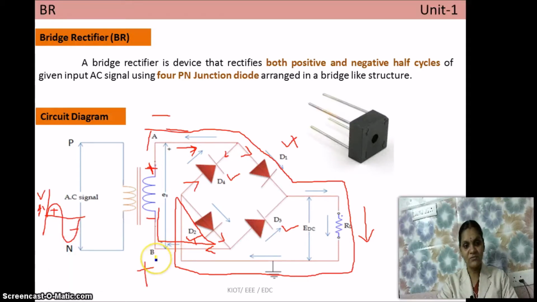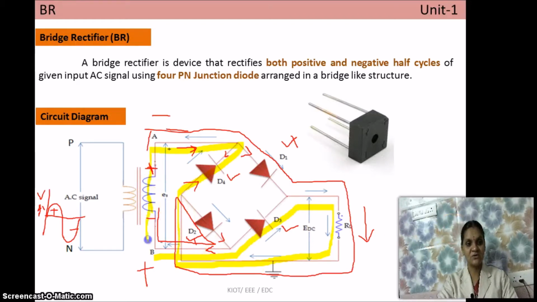The current flowing direction starts from point B, goes in this way and takes the path of diode D3. D1 is reverse biased, so it is open, so current never flows there, and it flows in this direction. Again it comes here, and diode D4 is forward biased, and the circuit closes in this direction.